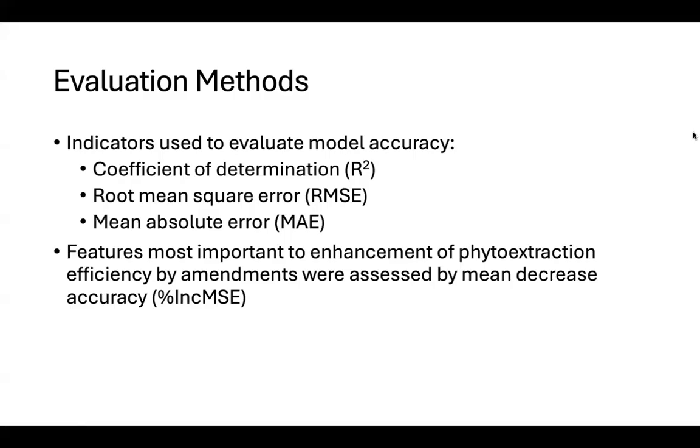Features most important to enhancement of phytoextraction efficiency by amendments were assessed by mean decrease accuracy. And this is the increase in the mean squared error after randomly assigning values to each feature variable, with a larger value indicating that the corresponding variable is more important.